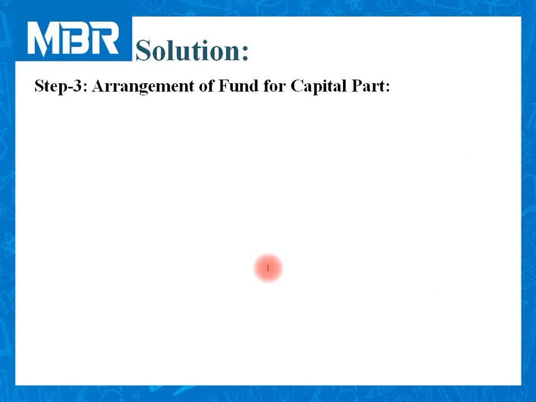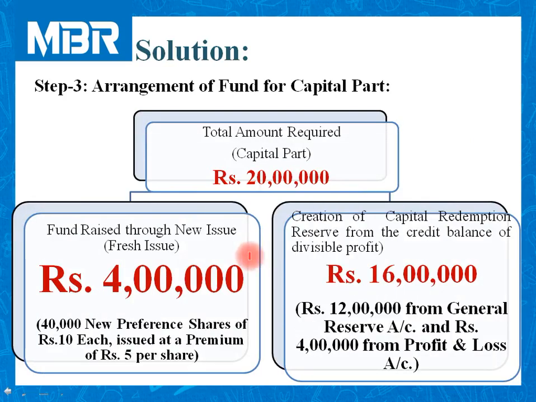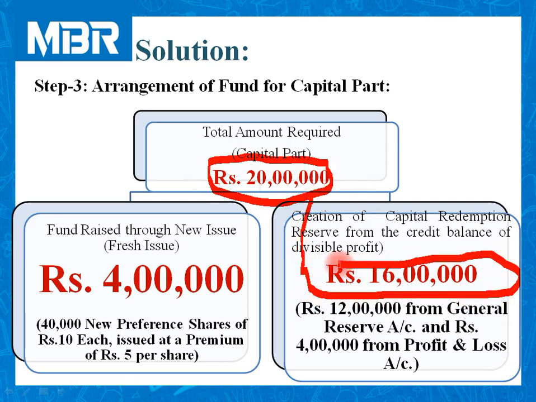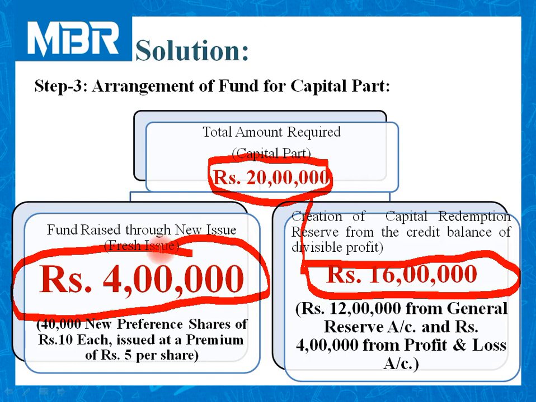Let us come to our understanding. It is very easy for you to understand from this calculation. Total amount required: 20 lakhs. Amount available to us to create a CRR: 16 lakhs. 12 lakhs rupees from general reserve and rupees 4 lakhs contributed from profit and loss account, because a condition is given for the maintenance of profit and loss. Out of 20 lakhs rupees, 16 lakhs arranged by the company from CRR. So the remaining 4 lakhs rupees collected by the company using new issue.